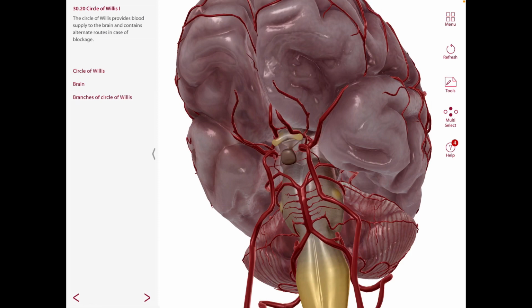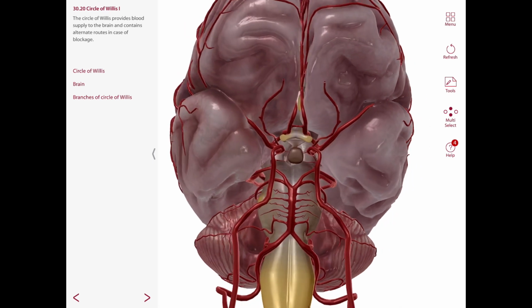So the union of all of these arteries going into the brain generates a structure called the cerebral arterial circle, or circle of Willis. This is formed by a large group of cerebral arteries and their interconnections on the ventral surface of the brain, as you can see right here.